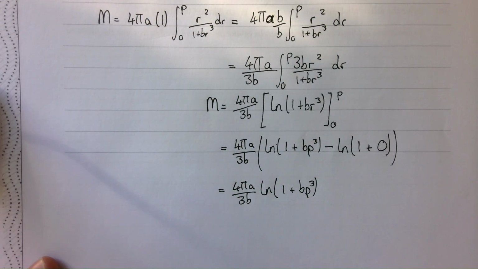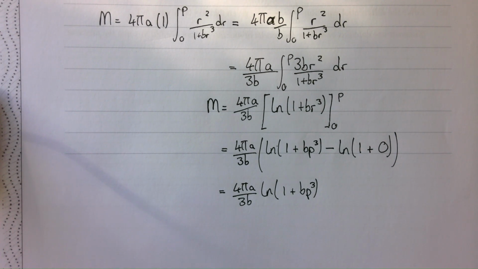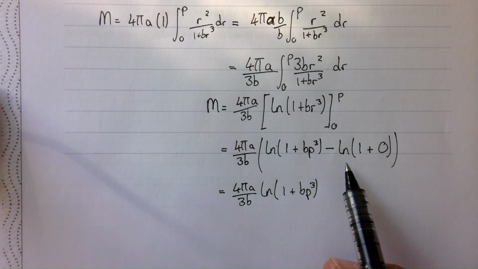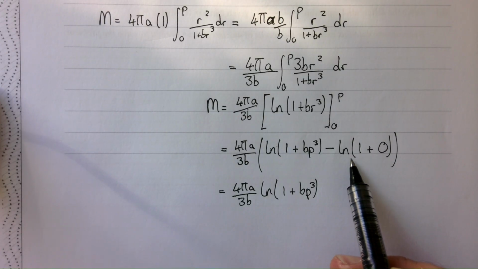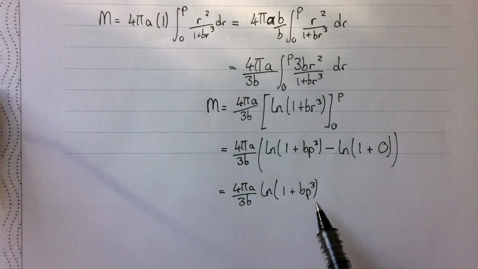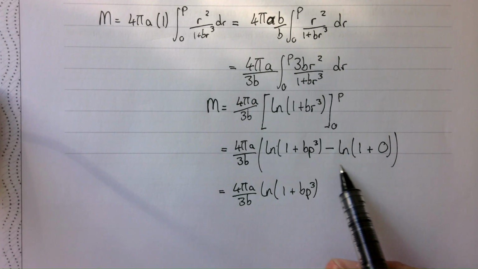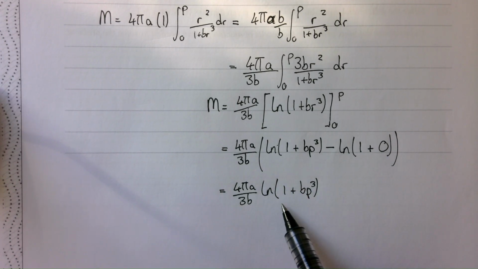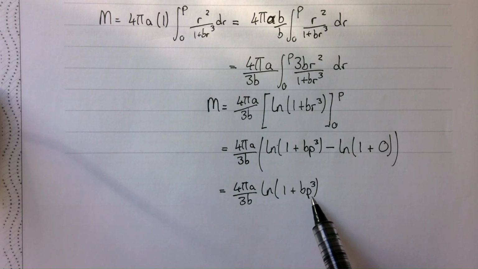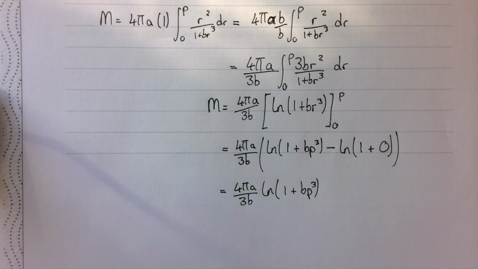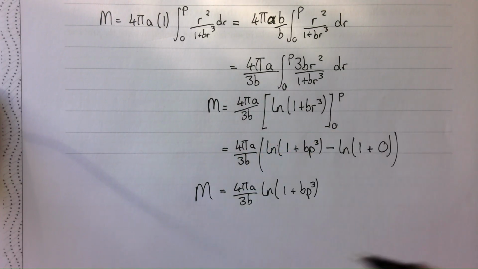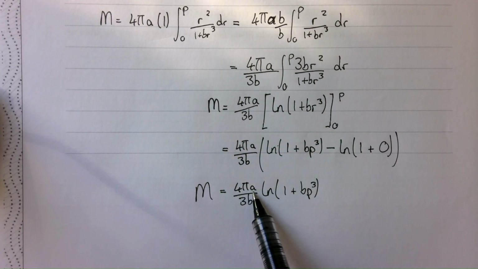Sorry, I don't know how long I talked with that off the screen. It's on the screen now. I apologize. Here is what I was talking about, the natural log of 1. The natural log of 1 is just 0. So this whole expression vanishes, and we're left with just natural log of 1 plus bp cubed. Now we have an expression for the mass in terms of a, b, p, pi, and numbers.